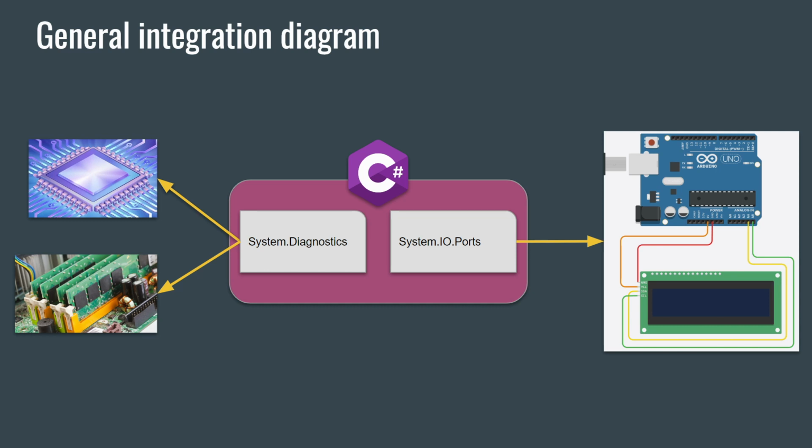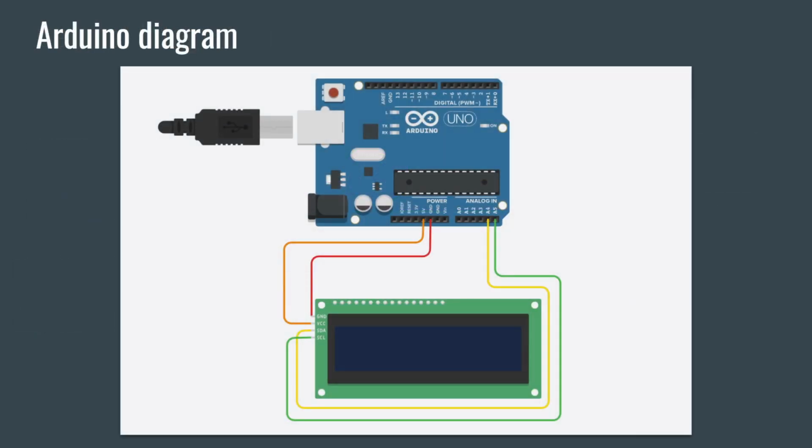So in summary, part of the C# program will read the usage from the CPU and will write those results on the serial port. Next, let's review in detail the Arduino diagram.